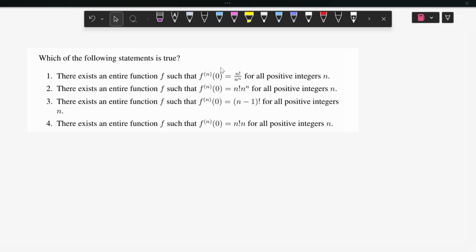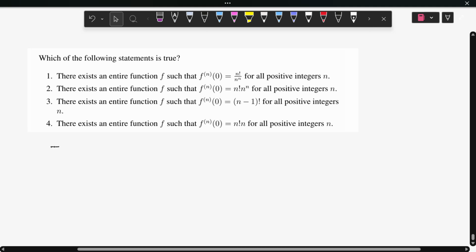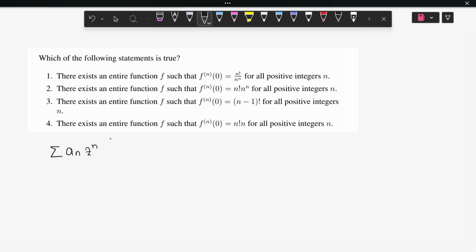Now they are saying f is an entire function. So let's consider the Taylor series expansion of f about the point 0 as summation a_n z to the power n. This is the Taylor series expansion of f about the point 0, where we know that a_n is equal to f to the power n at 0 by factorial n. ठीक है ना.